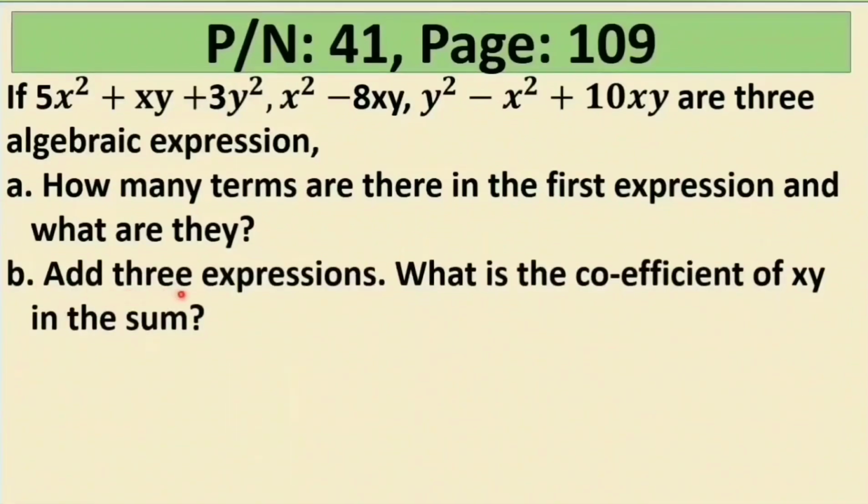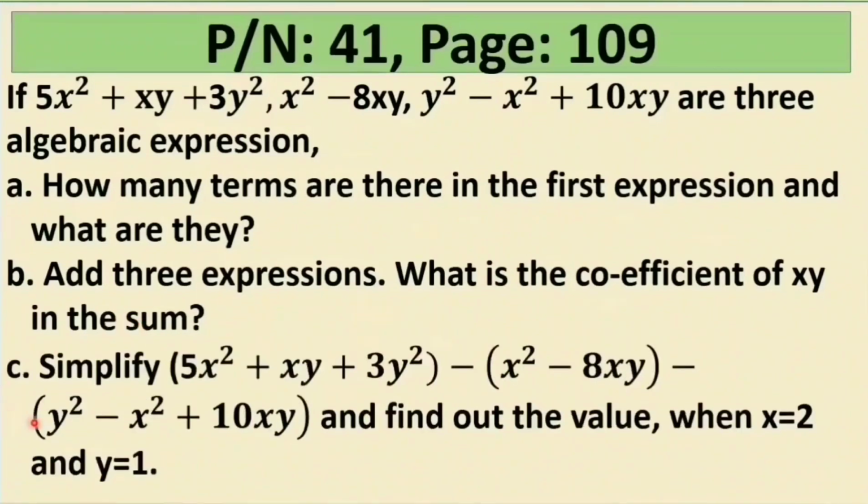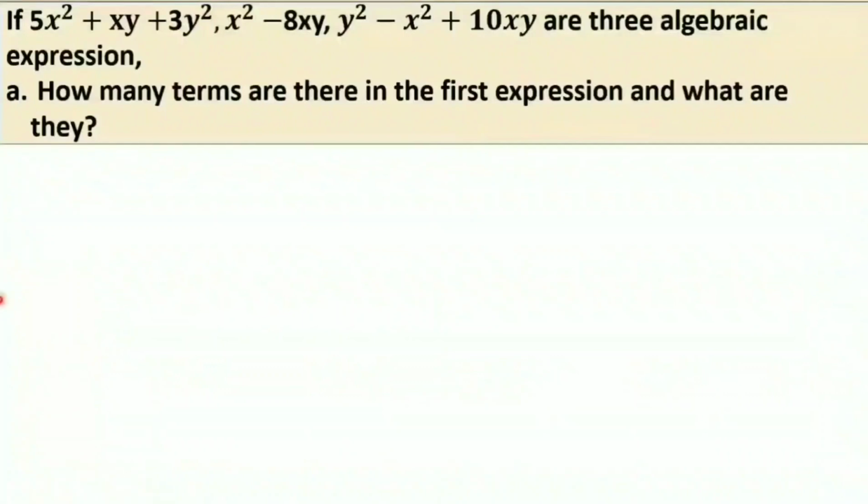You have to find that thing. In B, they asked to add the three expressions, this one, this one and this one, and after adding that, you have to find the coefficient of xy in the sum. And in C, it was asked to simplify this and find the value of the simplification when x is equal to 2 and y is equal to 1. So let's solve it, students. At first we are going for the solution of A: how many terms are there in the first expression and what are they.